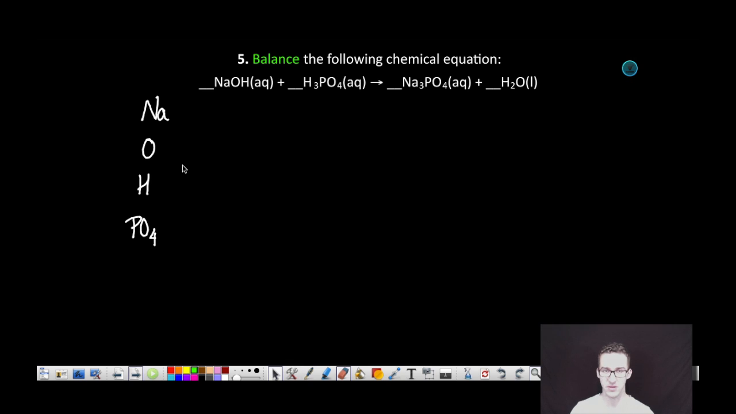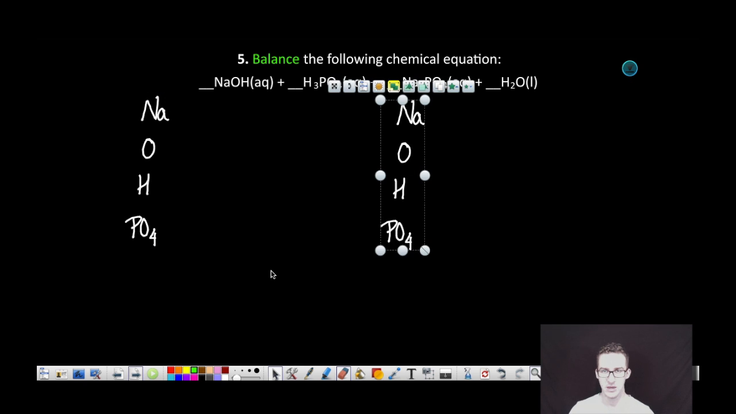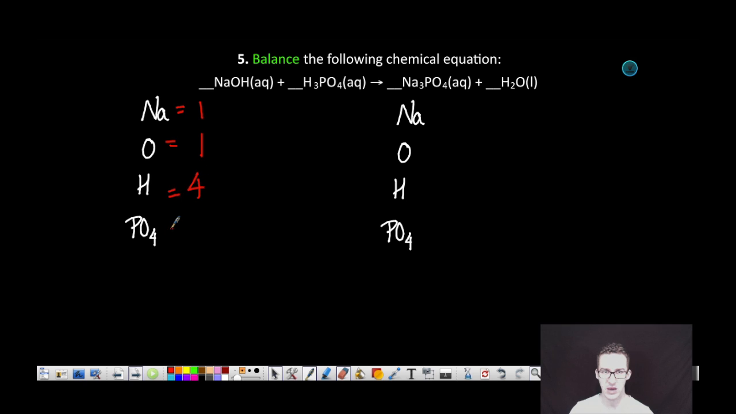Once you've made your list on the left-hand side, you're going to make the exact same list in the exact same order on the product side, which will give us something like this. Then you just want to count up initially how many you have of each of those things on either side. On the reactant side, we've got 1 sodium, 1 oxygen, 4 hydrogen, and 1 phosphate. On the product side, we've got 3 sodium, 1 oxygen, 2 hydrogen, and 1 phosphate.